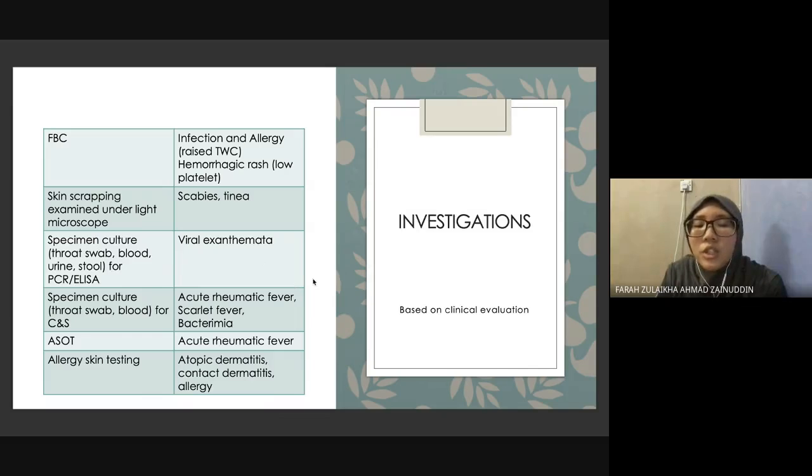ELISA. If it's acute rheumatic fever or scarlet fever or bacteremia, we would want to do a specimen culture of throat swab and blood for culture and sensitivity. For acute rheumatic fever, you want to do ASOT, anti-streptolysin titer, and then for atopic dermatitis or contact dermatitis or allergy, we want to send for allergy skin testing.